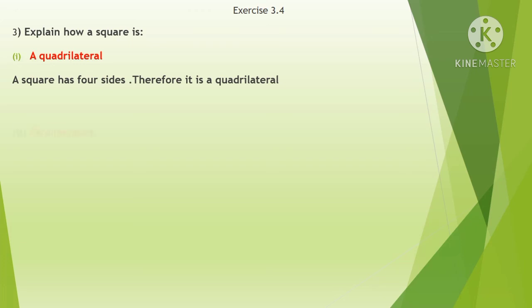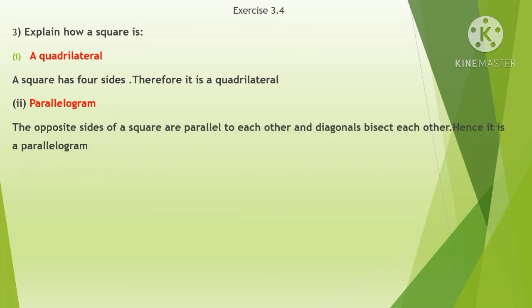Next one, parallelogram. For a parallelogram, we know that opposite sides are equal, opposite sides are parallel, and diagonals bisect each other. For a square also, all the sides are equal. Opposite sides are also equal for a square. Then the diagonals bisect each other. So look at here. The sides of a square are parallel to each other and diagonals bisect each other. Hence, it is a parallelogram.